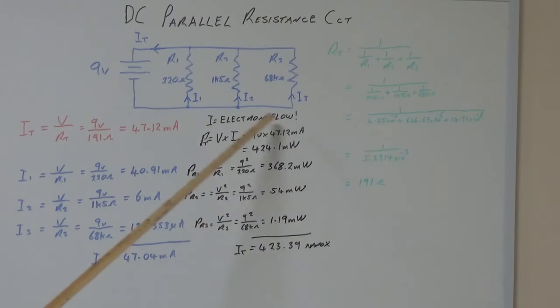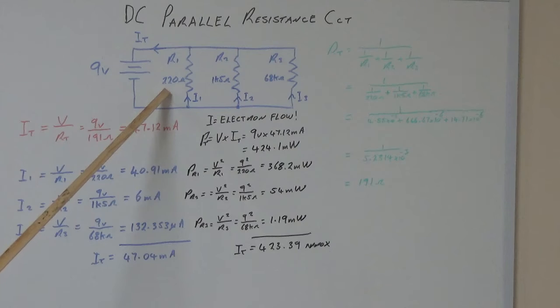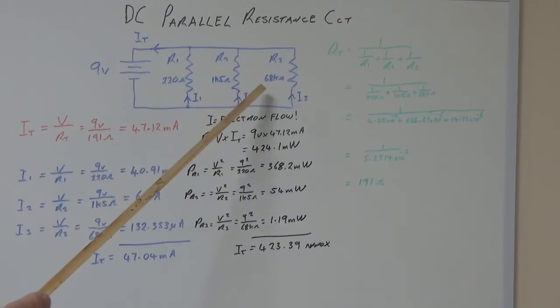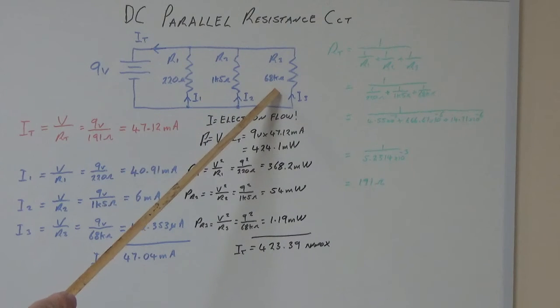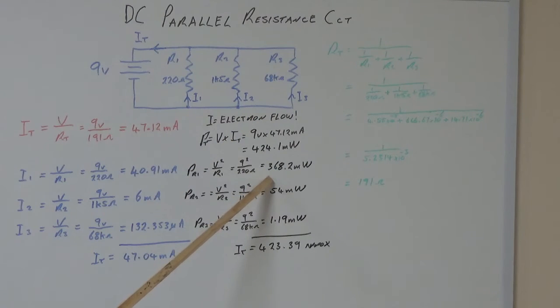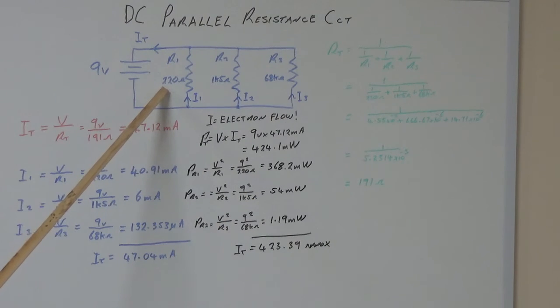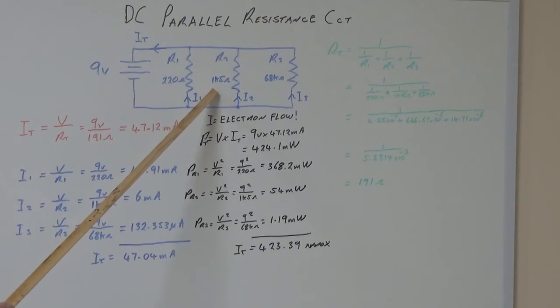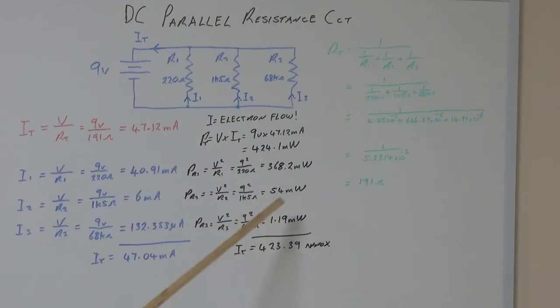Now the important part with reference to working out your powers is what rating of resistors you are going to use for each of these branches. You can see here that we've got 368.2 milliwatts of power. So a quarter watt resistor in this situation is going to be too low, and you'd probably have to go to a slightly higher value. Whereas a quarter watt resistor in R2 and R3 would be fine, because your power consumption is only 54 milliwatts.